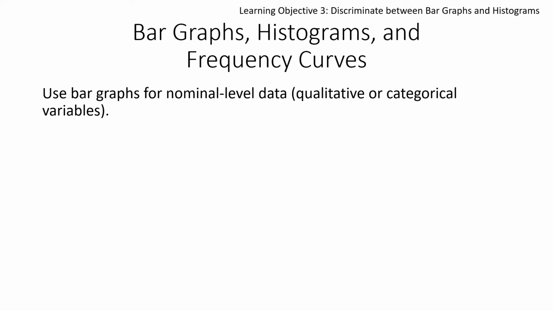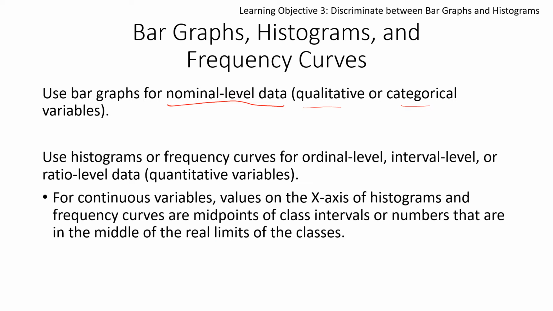So let's look at just that in a little bit more detail, but now we get to learning objective 3: to be able to discriminate between bar graphs and histograms. I've talked about this in detail, but again, remember you use a bar graph for nominal level data, qualitative or categorical variables. We use a histogram or frequency curves for ordinal, interval, or ratio level data for quantitative variables. And again, for continuous variables, values on the x-axis of histograms and frequency curves are midpoints of those class intervals. So just remember it's midpoints in the middle of the real limits of those classes.